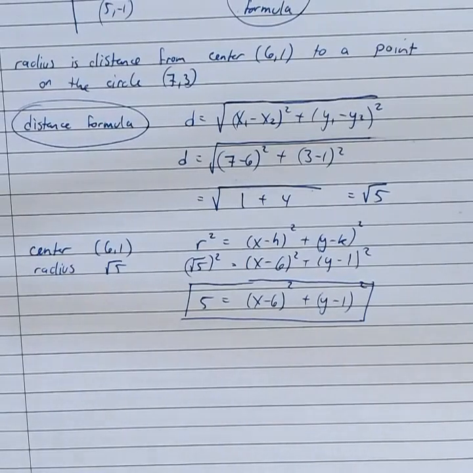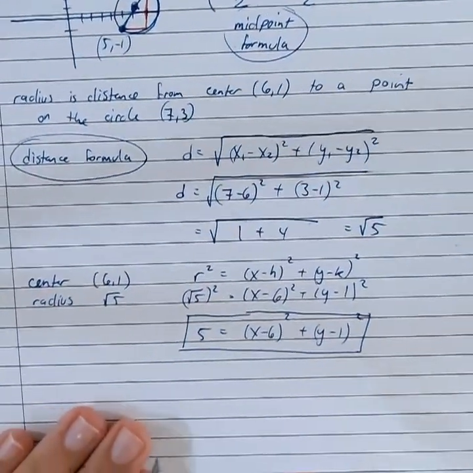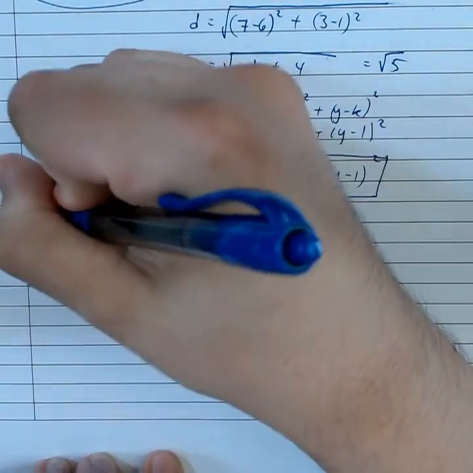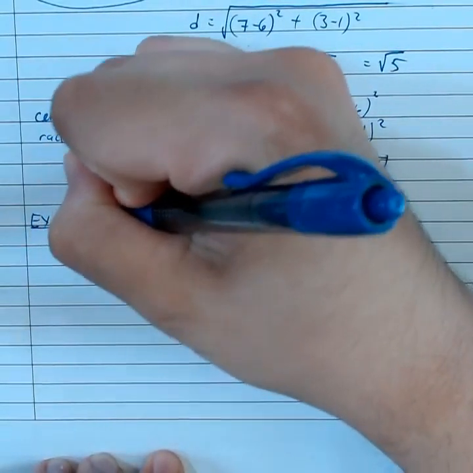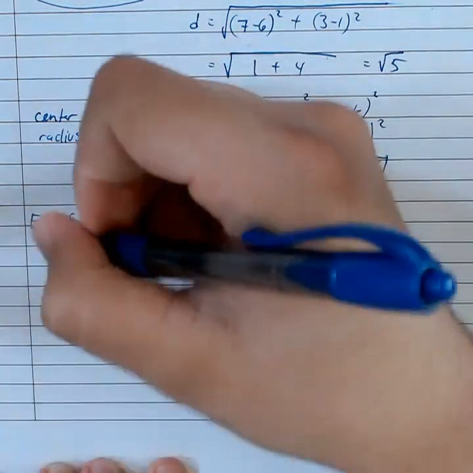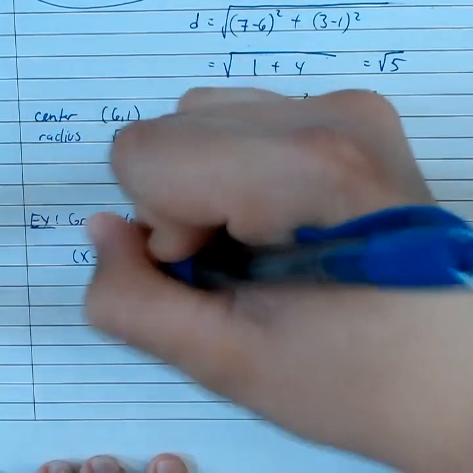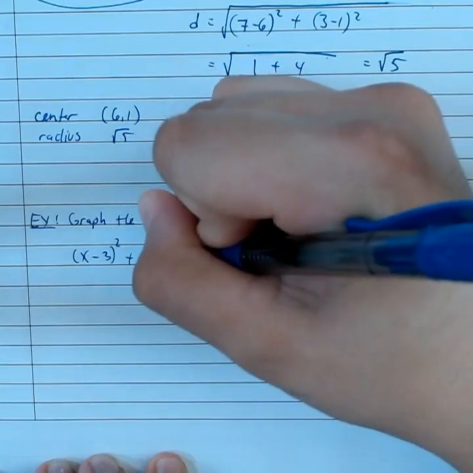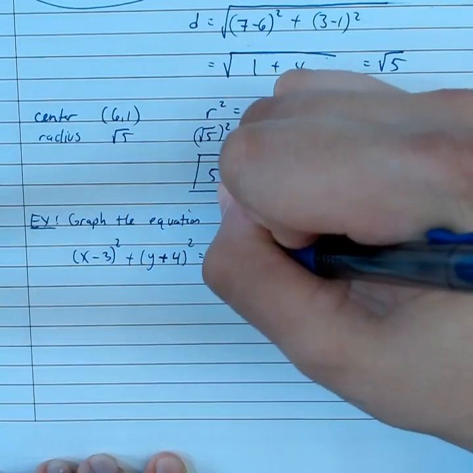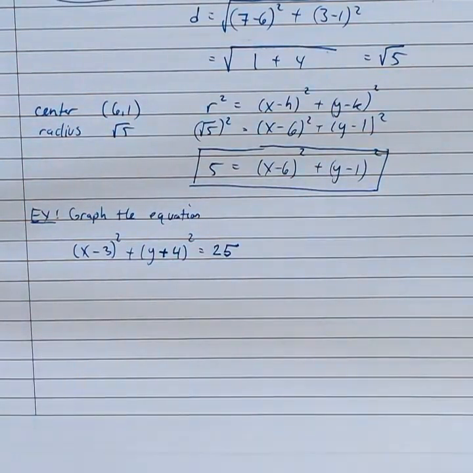Now, we can go the other way around. Here, we start off with some details about a circle and end up with an equation. We can say, well, what if we start with the equation and then use that to graph the circle? So here's another example. Graph the equation. Let's do x minus 3 squared plus y plus 4 squared is equal to 25. Keep the numbers nice for now. All right, so there's our equation.